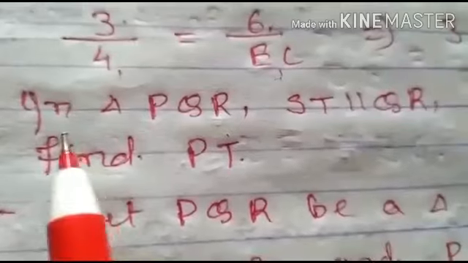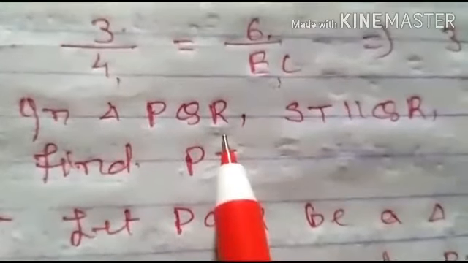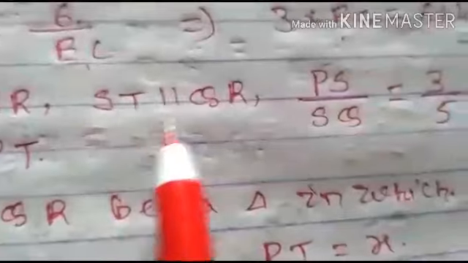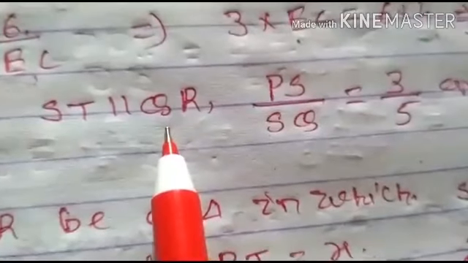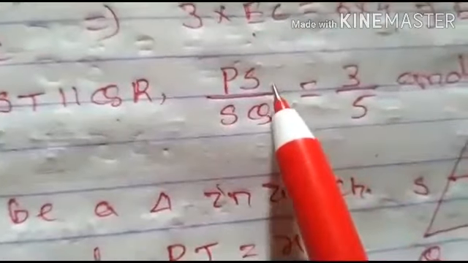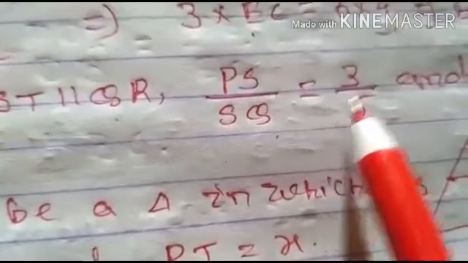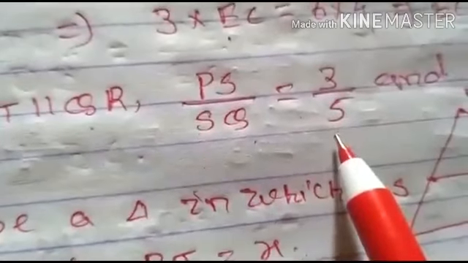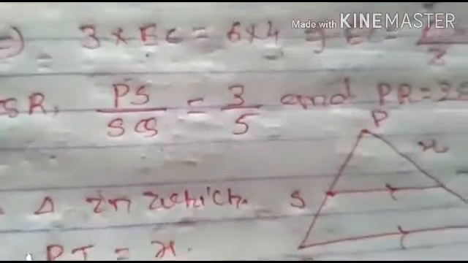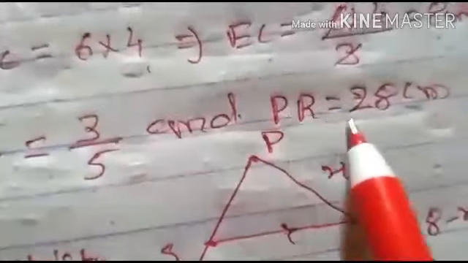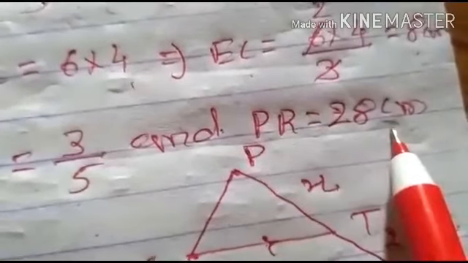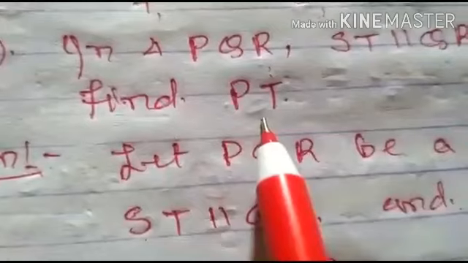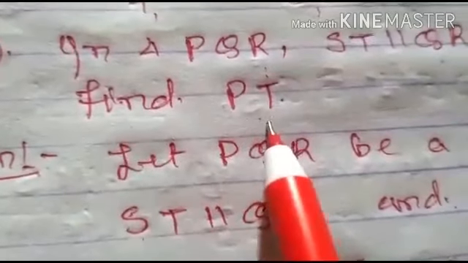So in the given triangle PQR, ST parallel to QR, where PS by SQ equals 3 by 5. It is given, PS by SQ equals 3 by 5, and PR equals 28 centimeter. So now we have to find the value of PT. We need to find PT.